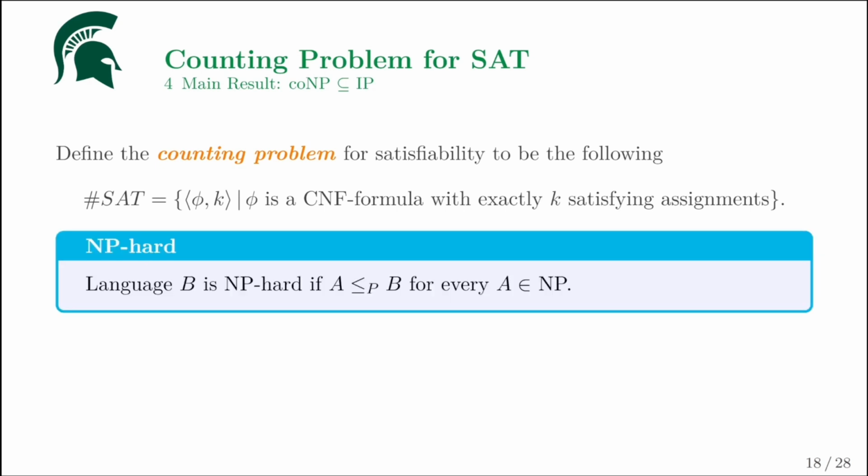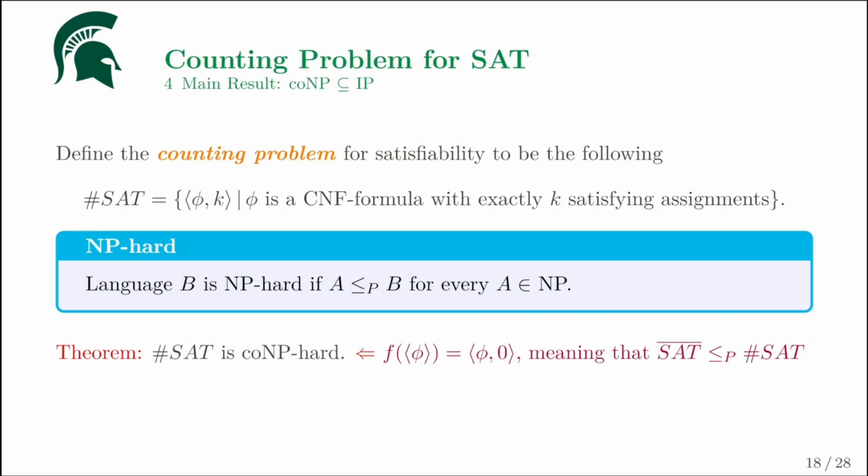As a reminder, a language is NP hard if every problem in NP can be reduced to it in polynomial time. This is particularly important because if we can show that numbersat is a problem in co-NP hard, we will only need to verify the inclusion of numbersat in IP in order to show that co-NP is a subset of IP.